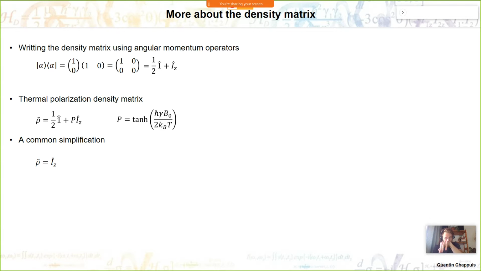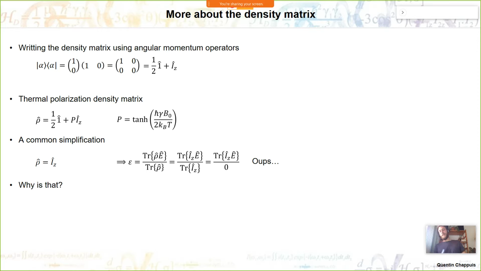A common simplification that you will see in textbooks is that rho is Iz, or if not, we do all the calculations on Iz. And there's a danger if we do that: if you want to use the formula that I've shown earlier to calculate the expectation value, you end up with a division by 0 because the trace of Iz is 0. So we have a problem, and it's nice to simplify the problem to Iz. So let's understand why people just write Iz.